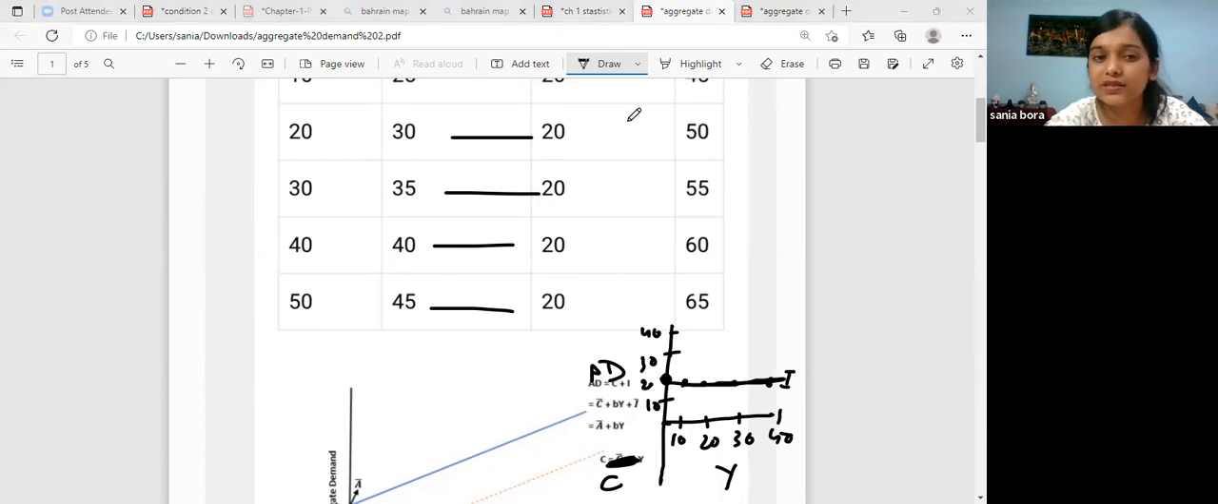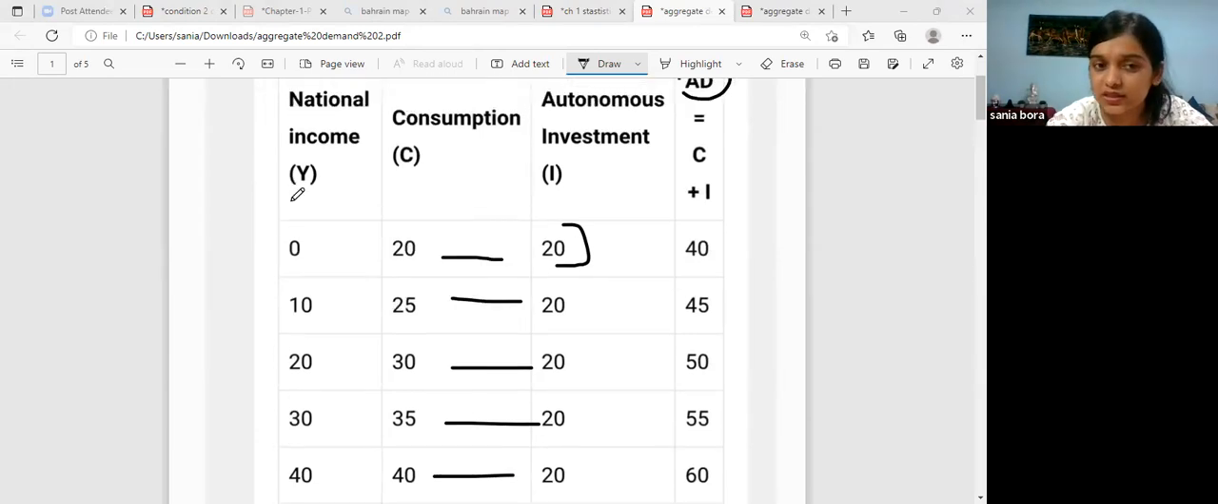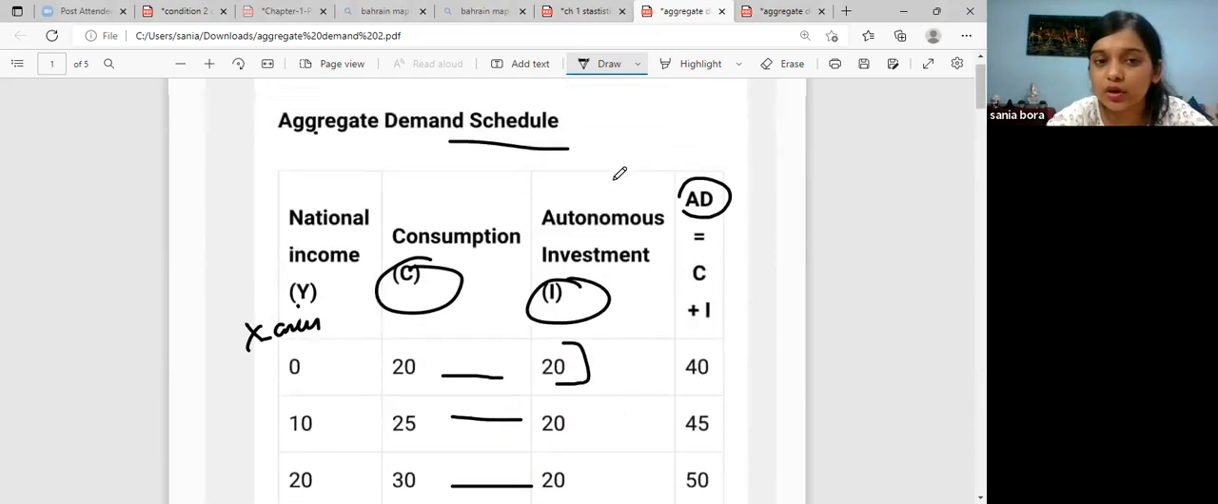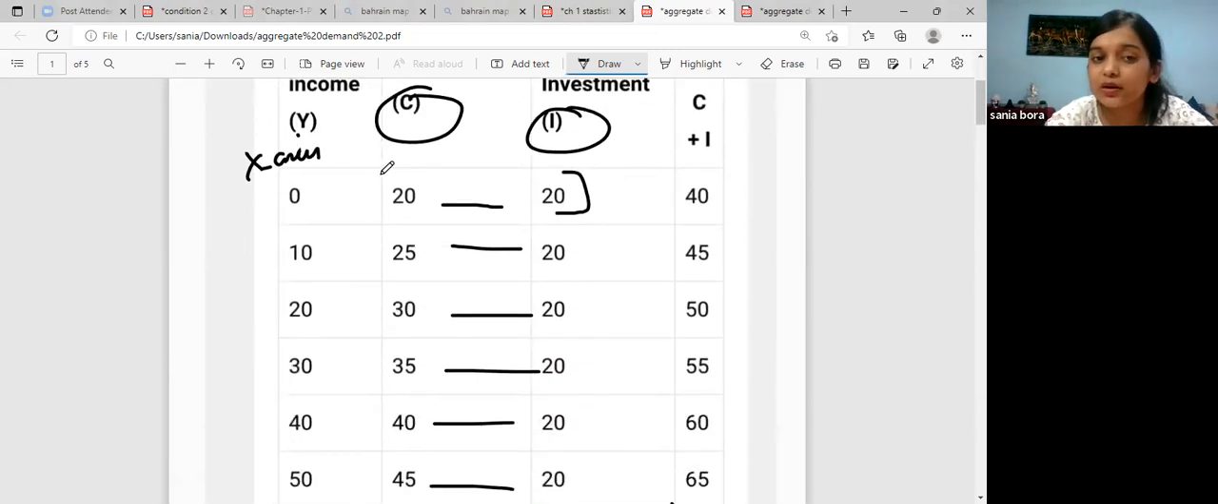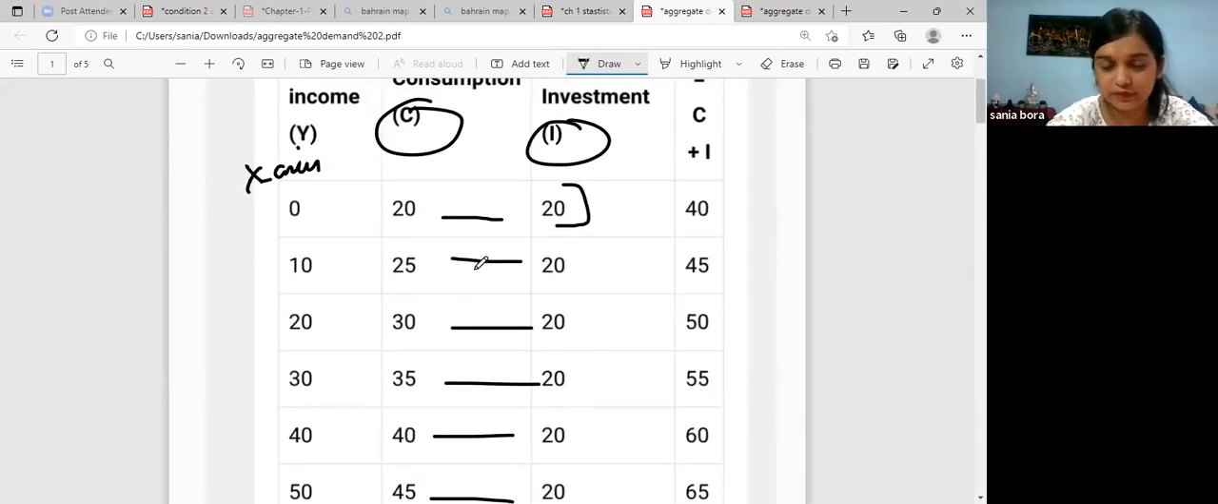Okay. Simply, students, don't feel like, oh my god, what is this? This is your x-axis, you are going to take it on the x-axis, and these three things you are going to take on the y-axis. So first you will write investment, then the consumption, then your aggregate demand. Then we'll start with your consumption. For 0 it was 20. So first for 0 it was 20.